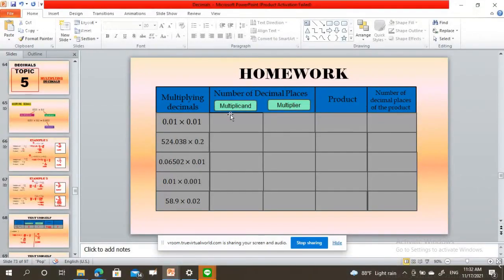We discussed multiplicand, multiplier, products, and the number of decimal places of the product. So this is your homework.